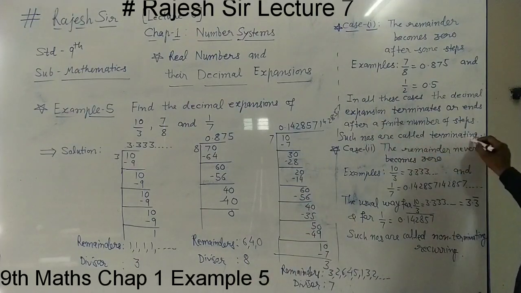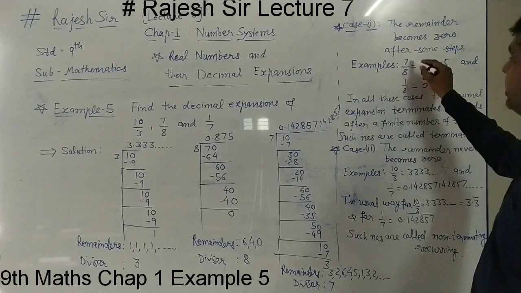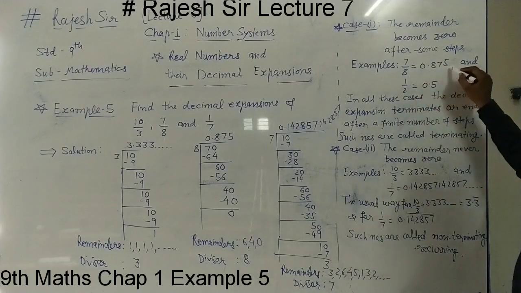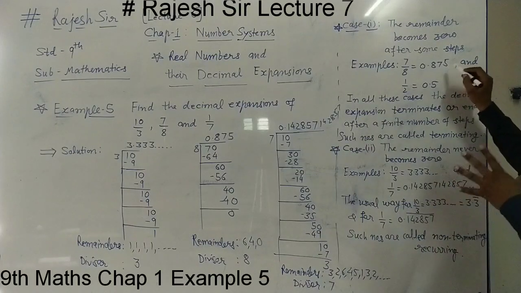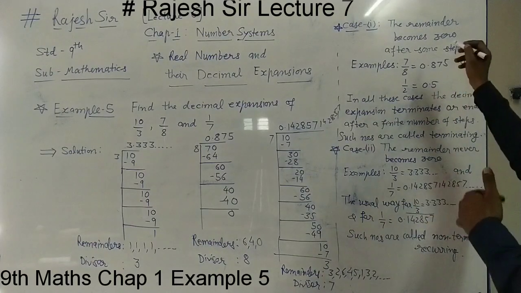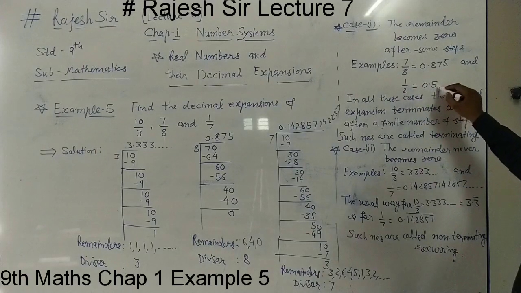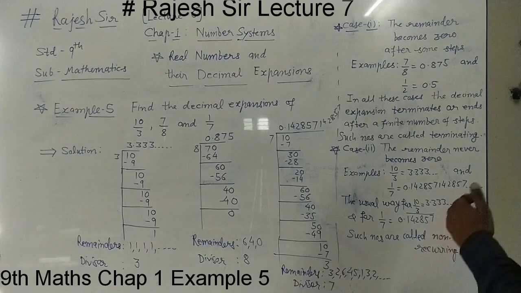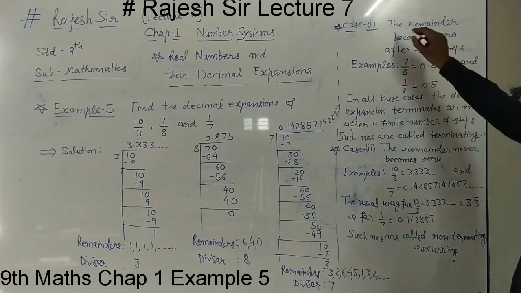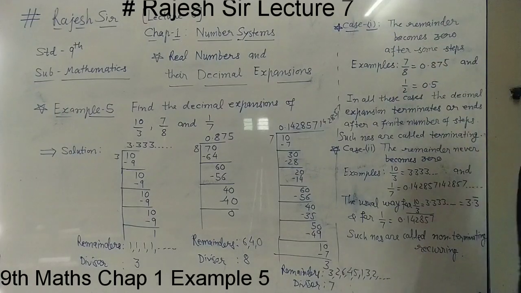Such numbers are called terminating. Like 7 upon 8, it ends here after 5, means 5 is the last digit. So it is terminating. In 1 by 2 also, 0.5, 5 is the last digit. After that no digits are there, so it is also terminating. So this type of numbers where the remainder becomes 0 after some stages are called terminating numbers.